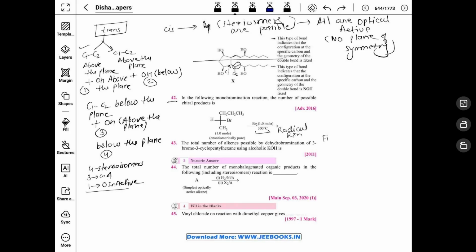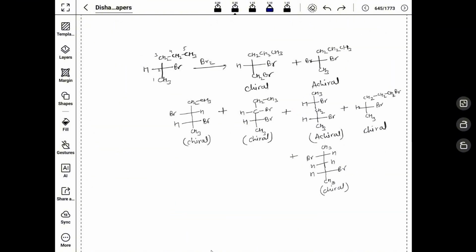If we draw the Fischer projection, then it will be easy to understand which one is chiral and which one is achiral. If the compound has a plane of symmetry, then it is achiral. If no plane of symmetry, then it is chiral. So let's draw all possible monobrominated products for this compound. Okay, so these are the possible monobrominated products of this given compound.